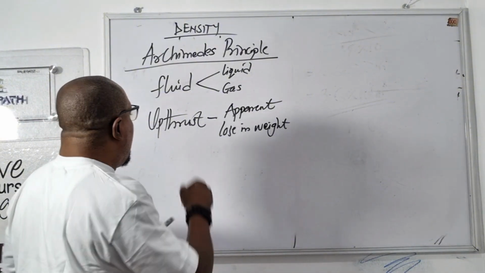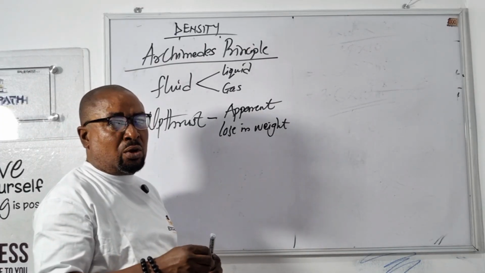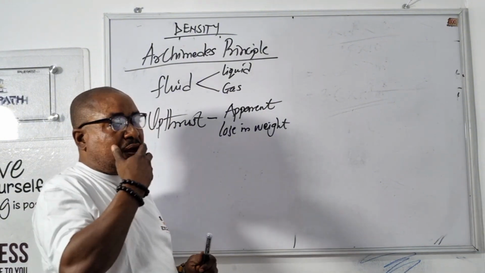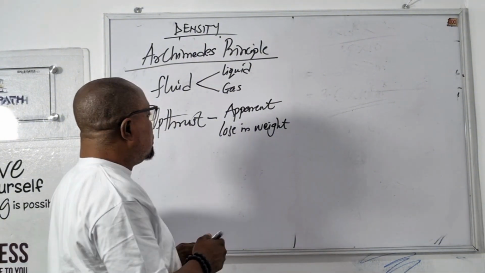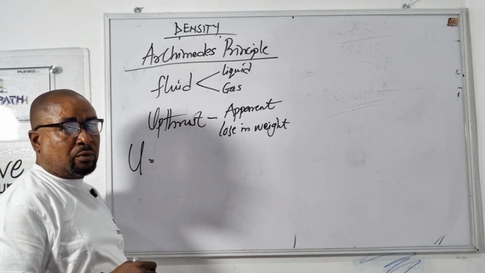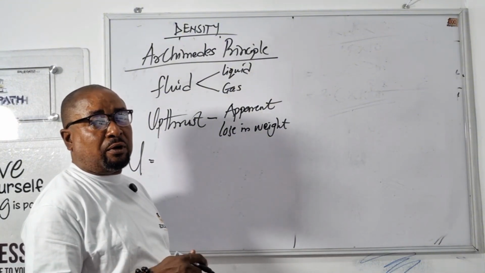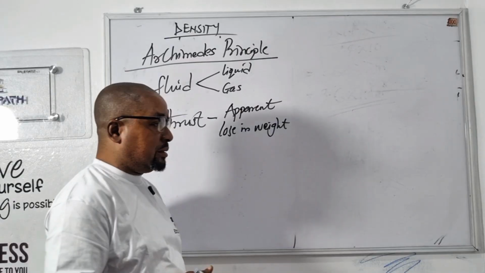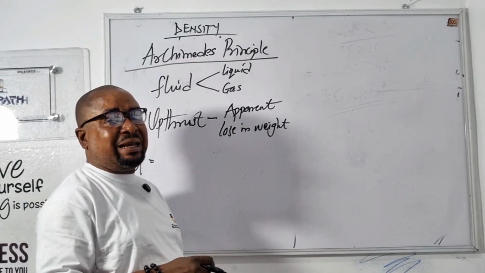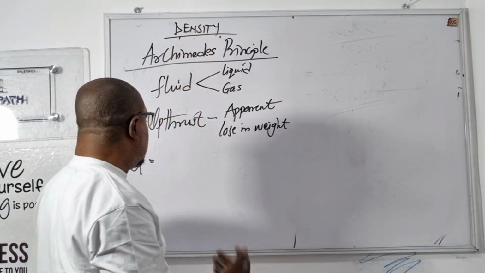Is that clear? So, upthrust. What is upthrust? Upthrust is simply the weight loss of a body inside a fluid. Upthrust has a symbol capital U. Upthrust is a force. So upthrust can also be defined as a force that acts on the body in a fluid in an upward direction. It always acts upward.